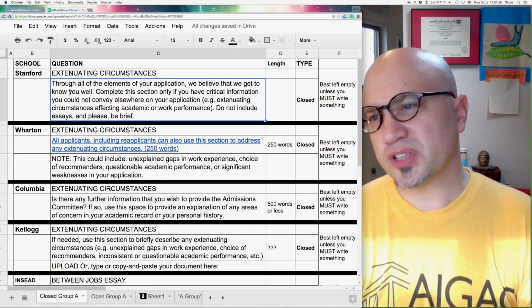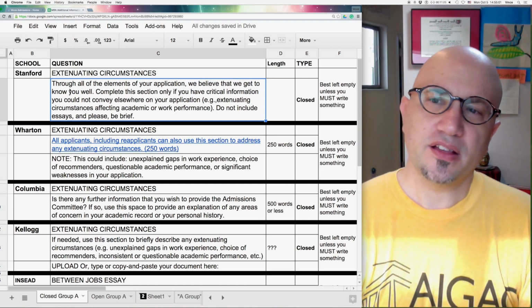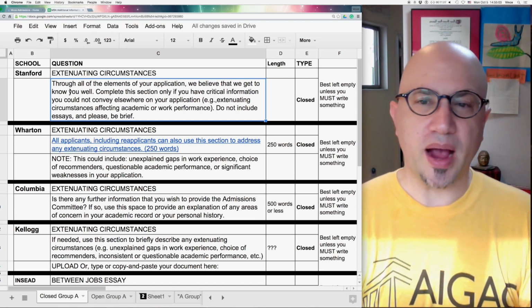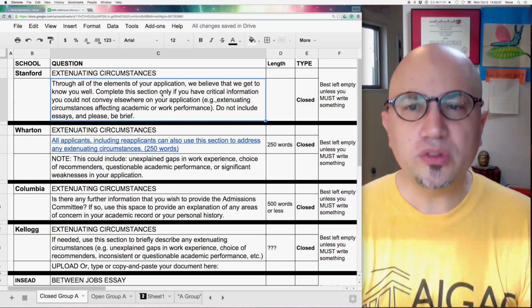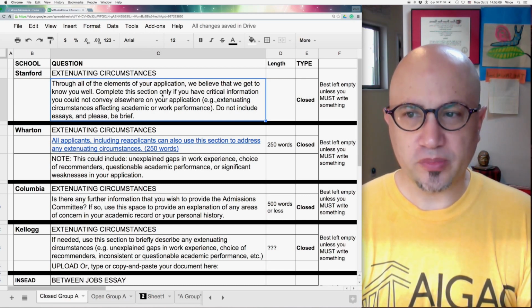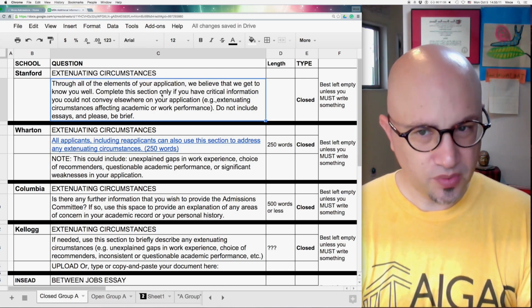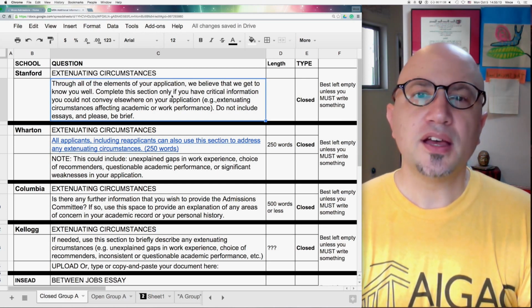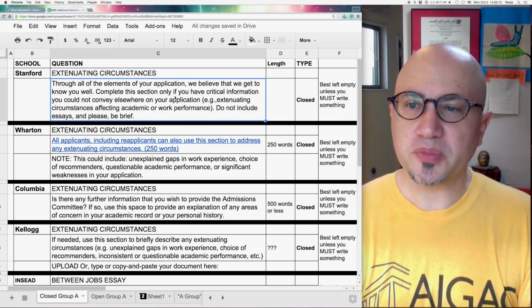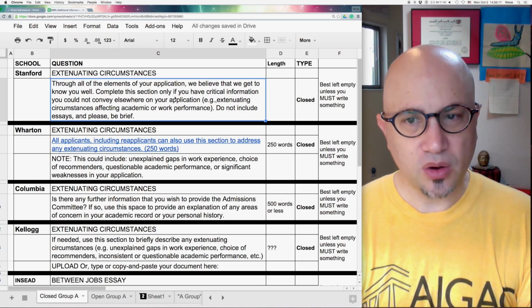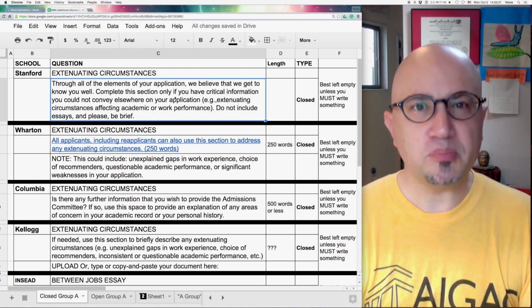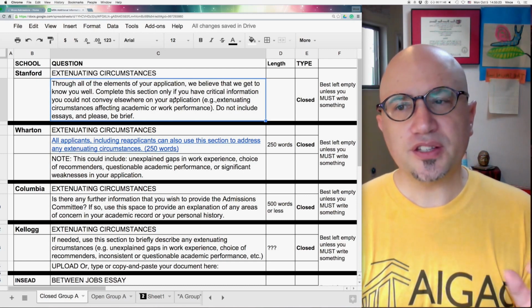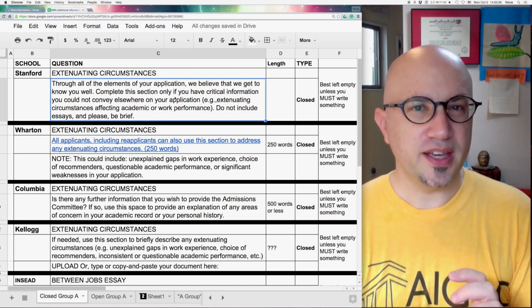There are certain schools like Stanford that say, through all the elements of your application, we believe we get to know you well. Complete this section only if you have critical information you could not convey elsewhere on your application. For example, extenuating circumstances affecting academic or work performance. Do not include essays and be brief. And so this is something that you won't find on the essays page.